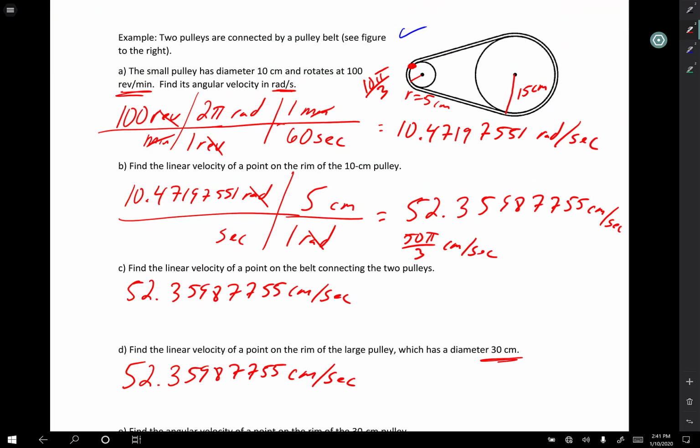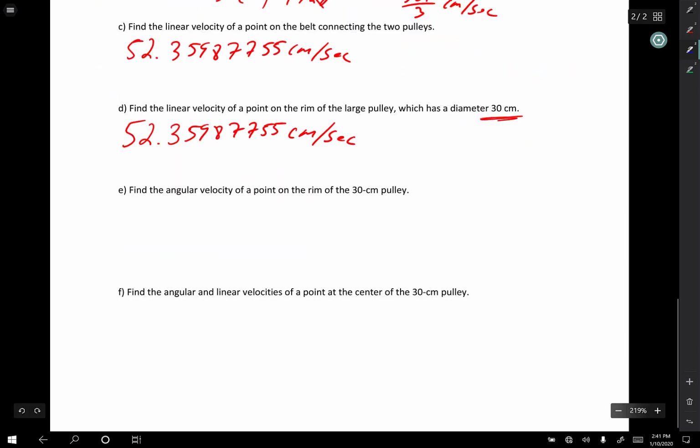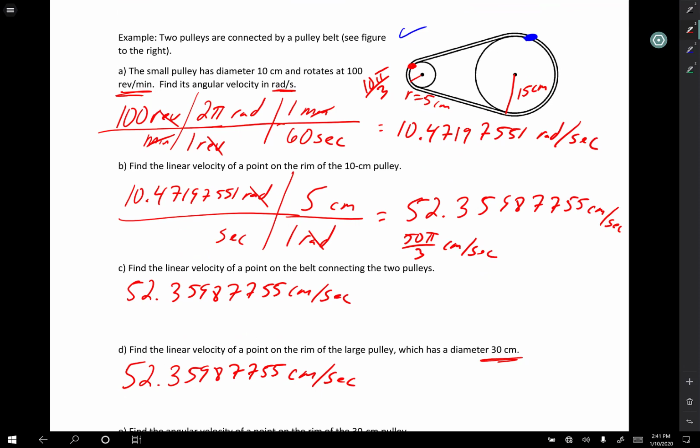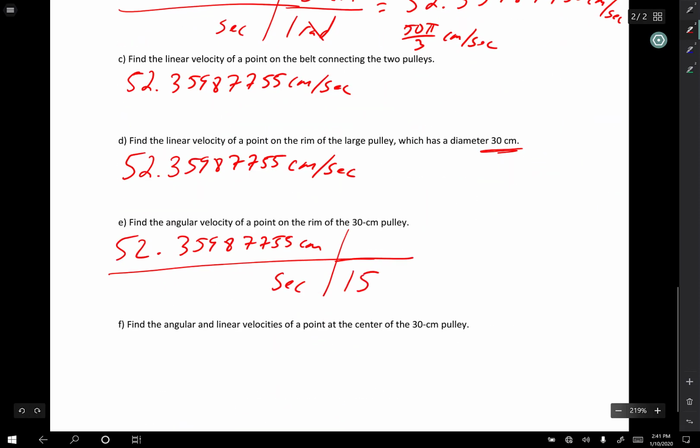Okay, does everyone agree? I guess before I continue, guys, does everyone see that blue dot? Does everyone agree that blue dot is going 52.35987755 centimeters per second? Okay, I'm going to convert that to angular. Here's how you do it. I write that speed, 52.35987755 centimeters per second. And then I'm looking at that circle and I say, in 15 centimeters, there is 1 radian, because that's my radius. Does that make sense to you guys? So I'm going to write 15 centimeters, 1 radian. And check it out. Centimeters cancel out and you just have radians per second.